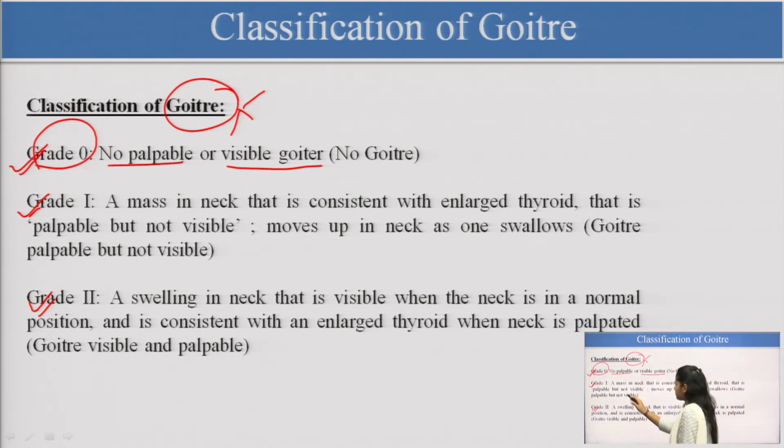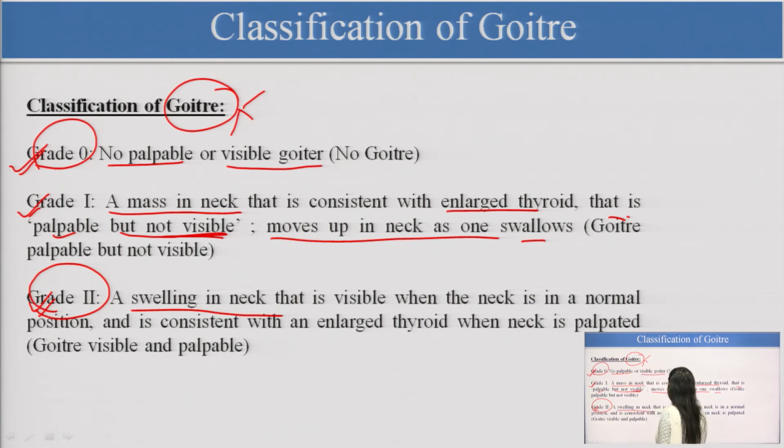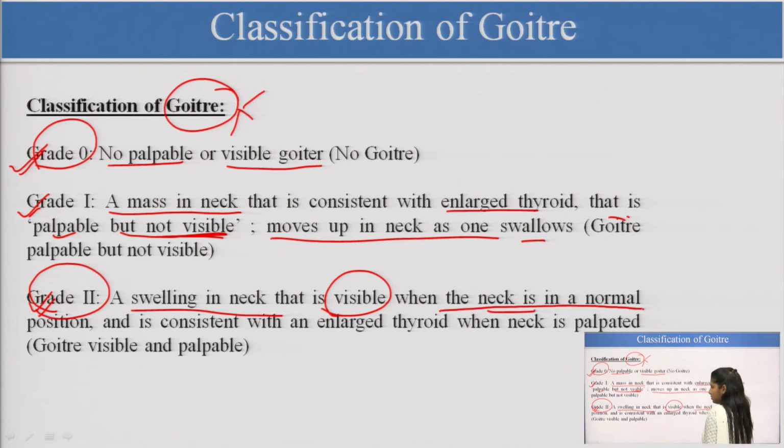In grade 1, what will happen? There is a mass formation, but it is palpable and not visible. It moves up in the neck as one swallows, so if someone eats, we can find changes in the mass. In grade 2, there is a swelling in the neck that is visible even when the neck is in a normal position. So, even if a person is not eating, we can find the goitre, the mass, very easily. This is grade 2.